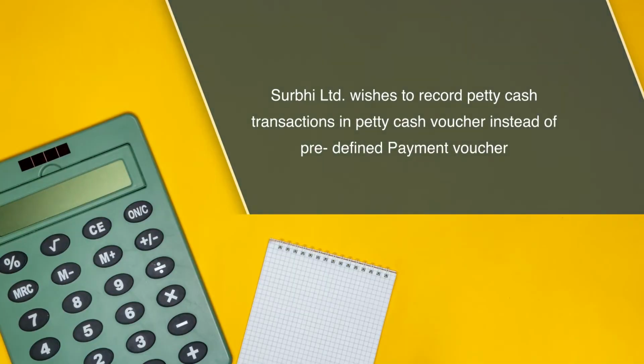Suppose Survey Limited wishes to record petty cash transactions in a petty cash voucher instead of the predefined voucher, that is, payment, which is available within Tally. So now Survey Limited can create the voucher type petty cash. There is an option available within Tally ERP9 to create any new voucher type. Now let us discuss how we can create this voucher type.